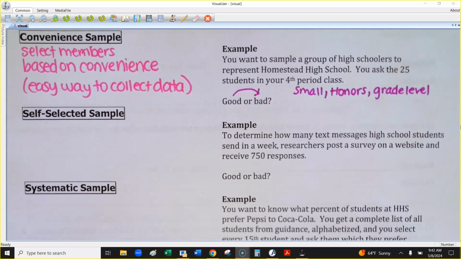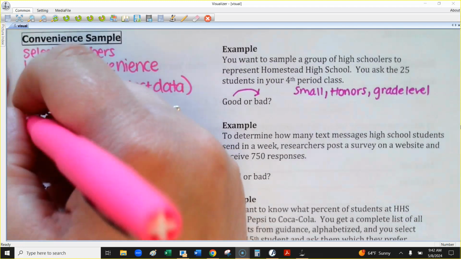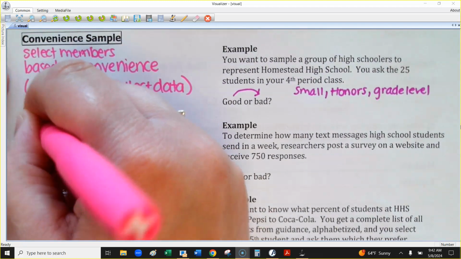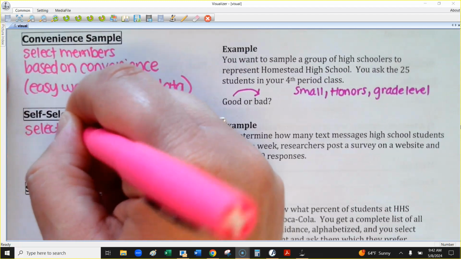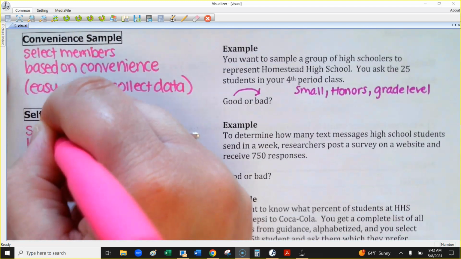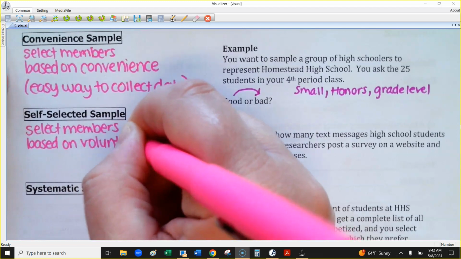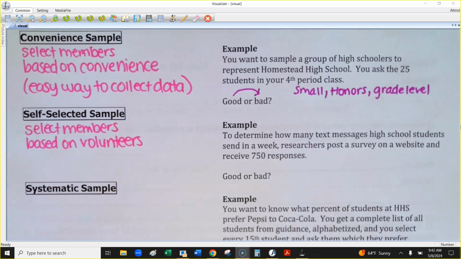Okay, now the second one is called self-selected. Basically here, you're going to select members based on volunteers. Select members based on volunteers. So basically, if you participate in this sample, you're selecting yourself. So in some way, you're maybe going to be asked something and you choose to respond or you choose to volunteer.